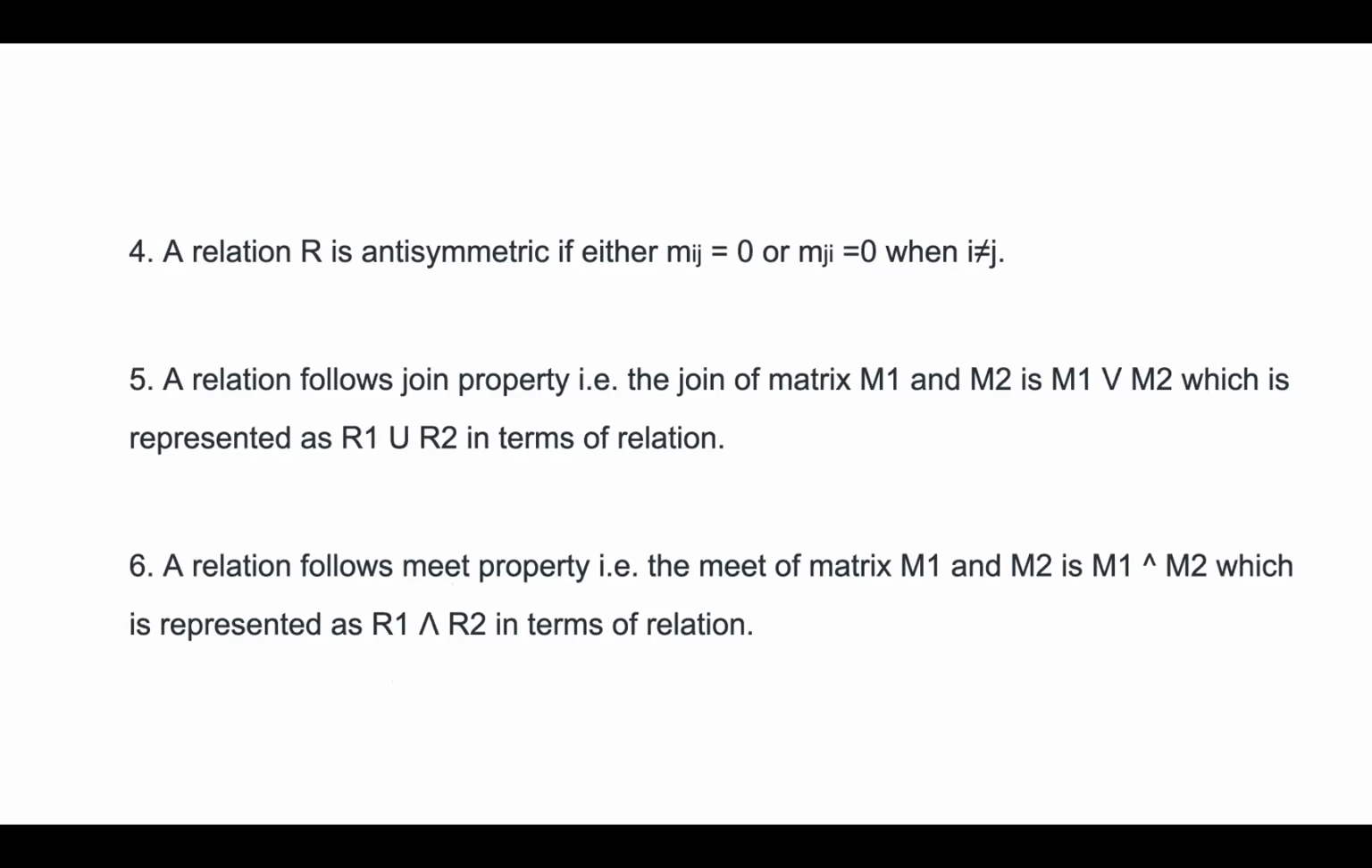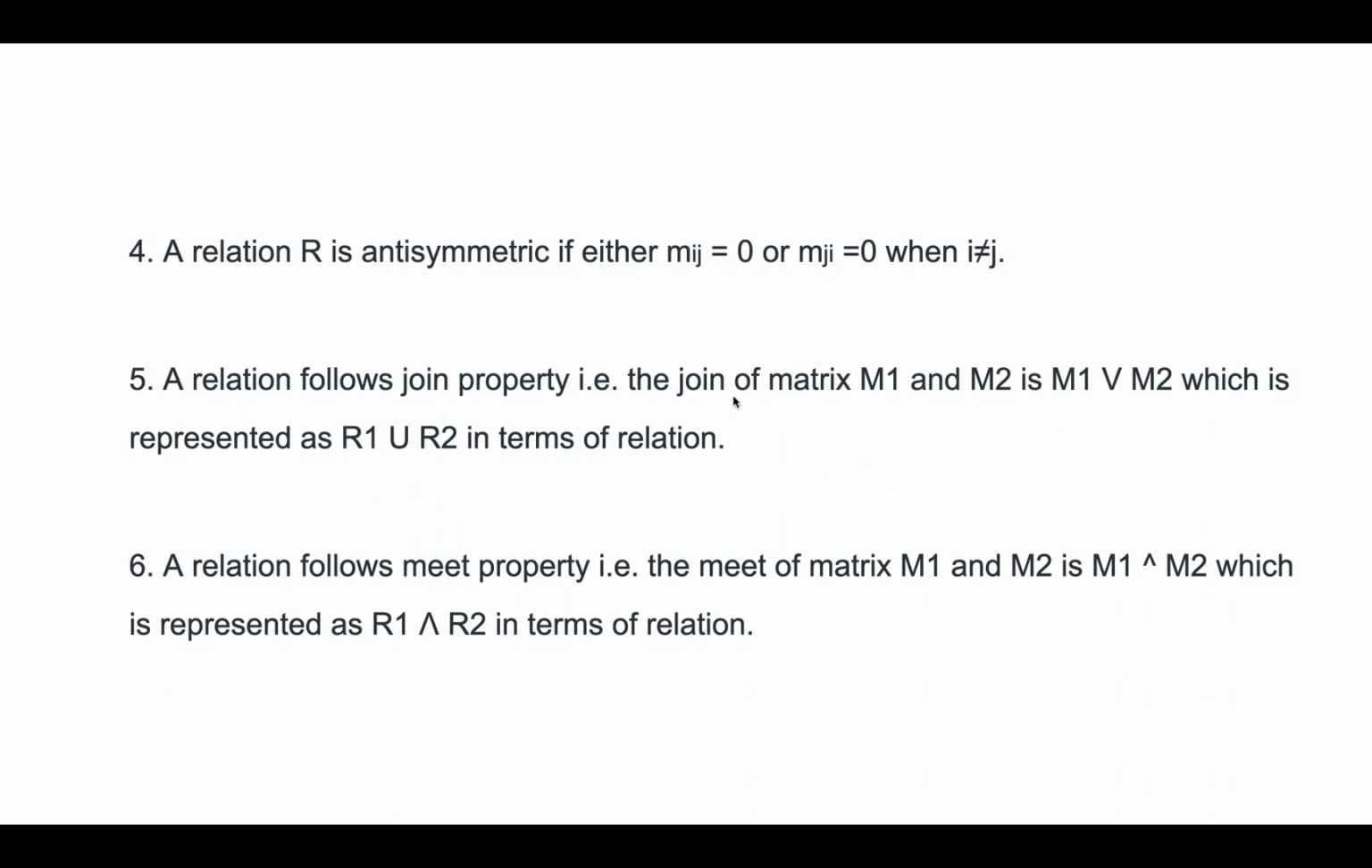Then what is next, if relation R is antisymmetric, then m_ij is equal to 0 or m_ji is equal to 0 when i is not equal to j. When i equals j is there, all these m_ij or m_ji are 1. But if this is 0 when i is not equal to j, then the relation R is known as antisymmetric.